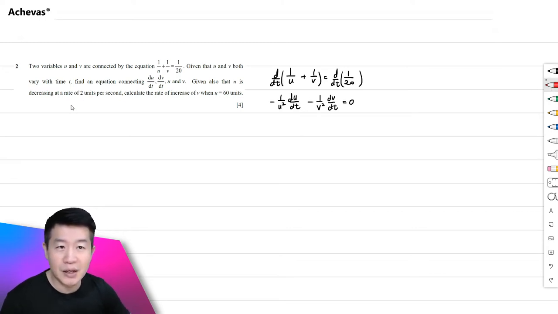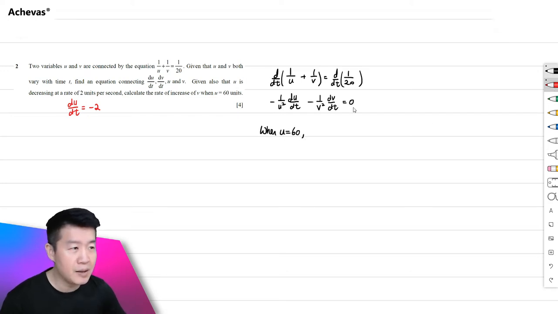Given that u is decreasing at a rate, so I know du/dt. Since it's decreasing, it is decreasing at a rate of 2, so du/dt is equal to minus 2. I want to find the rate of increase of v when u is 60 units. So when u is 60 units, my aim is to try to find dv/dt. My aim is to try to find this.